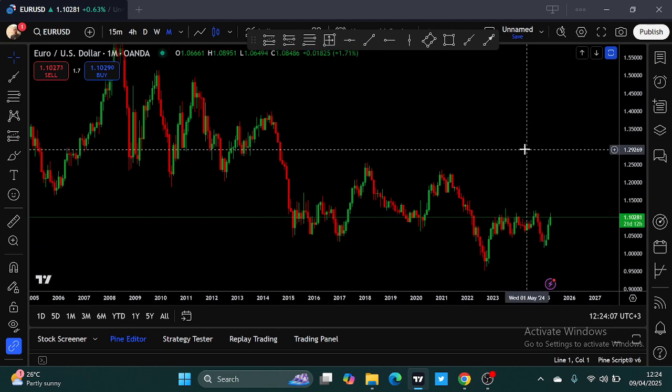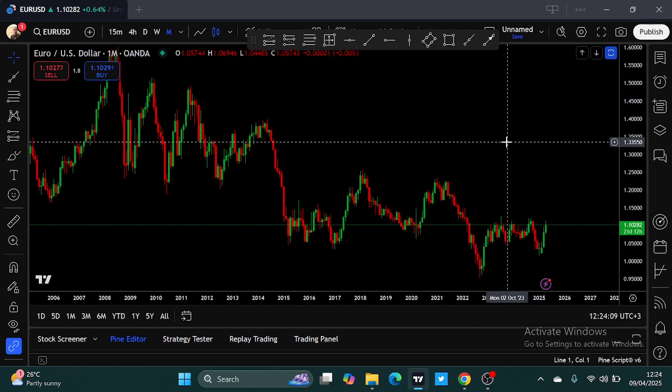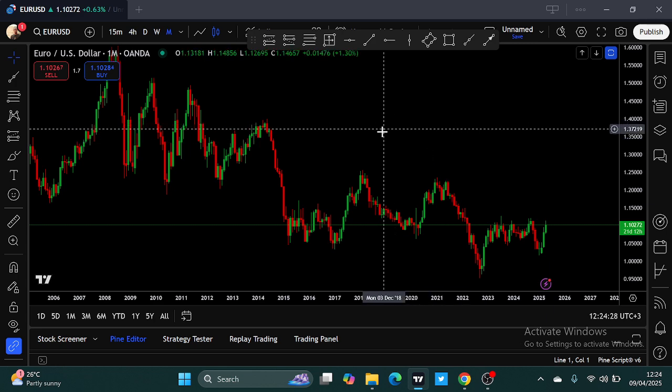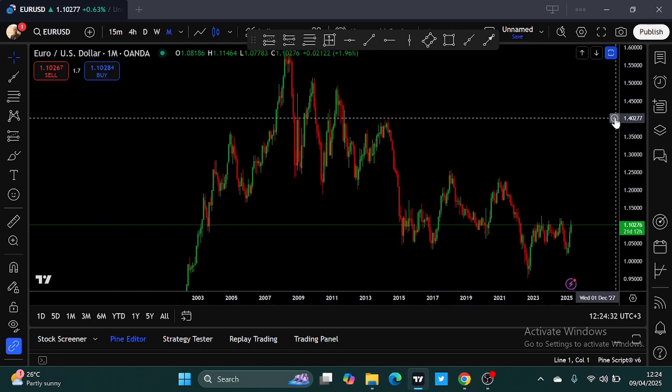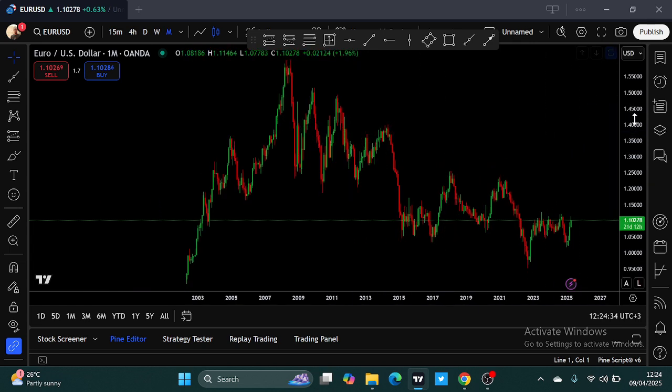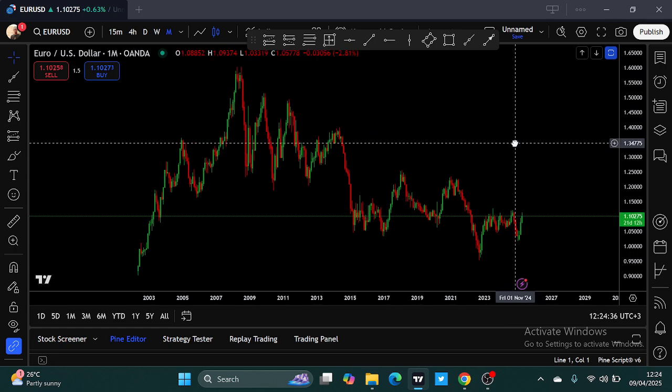So first things first, if you want to draw support and resistance, there are things you have to keep in mind. One, look at how the market has been trending and what the turning points of this market are. What areas have been the turning points of the market? What are you going to do in this case? You're going to zoom out. When you zoom out, it helps you see the whole market as it is.